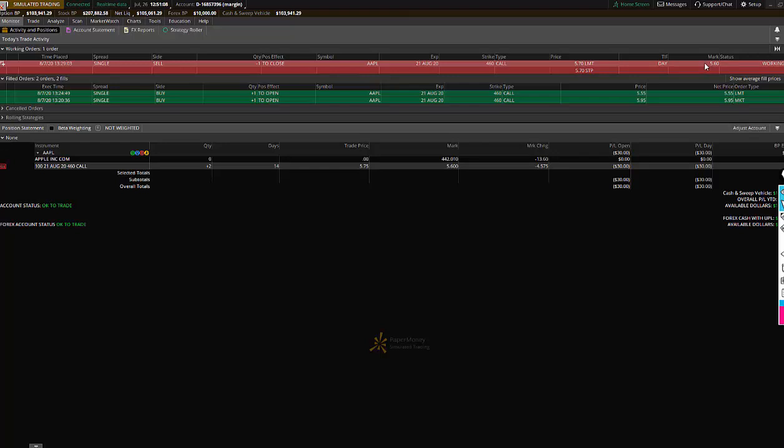If Apple were to continue to go down, well, we're just going to be working this 570 limit up above. It may never get filled. It might go to 0. Okay, and right now the mark is 560.